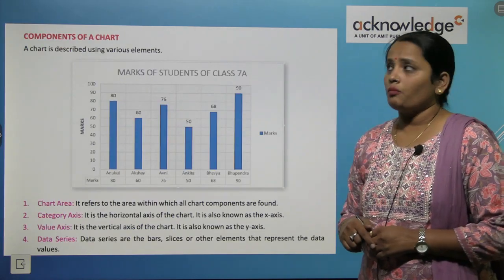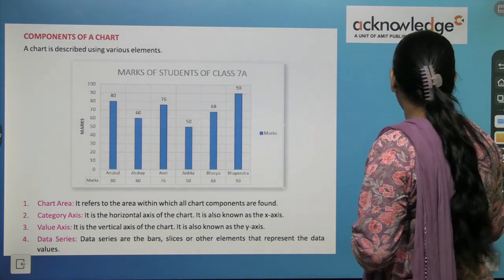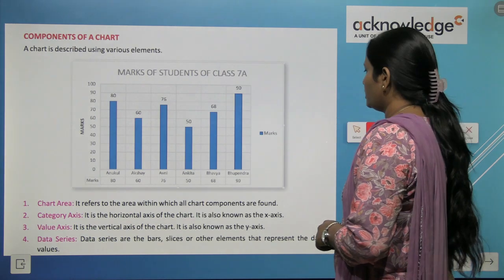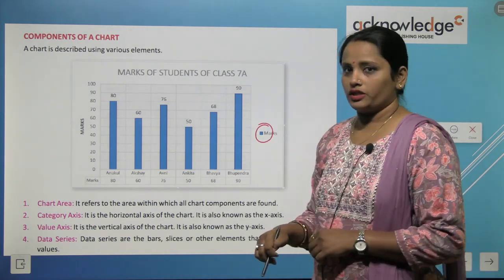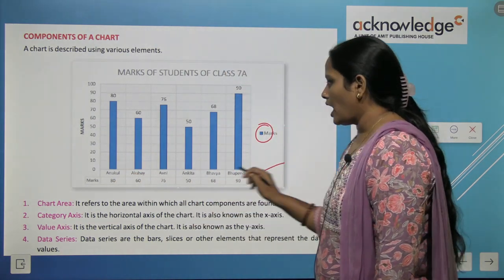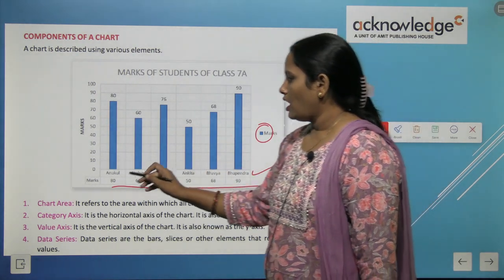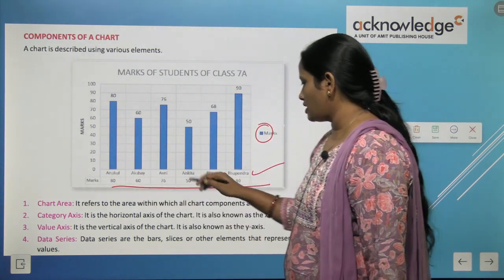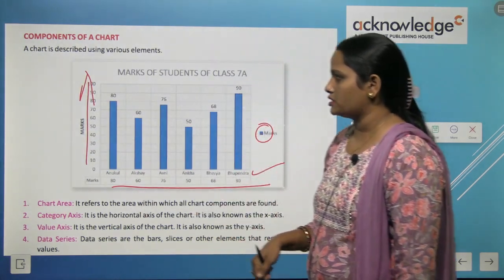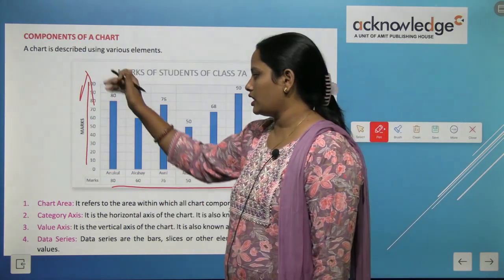Next, components of a chart. A chart is described using various elements. Some elements are given here. Marks of students of class 7th A are given here and marked with a blue color. Here the names of students are given, and how much marks they got in each subject is written, with the marks on this axis. So, the names of students are here and the marks that they got.